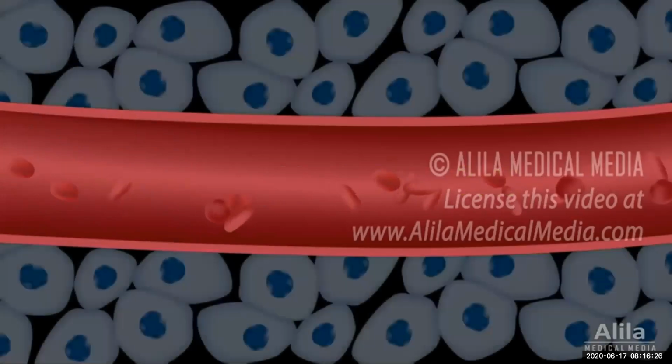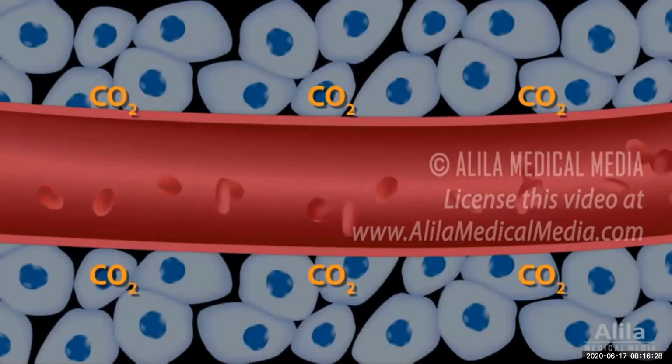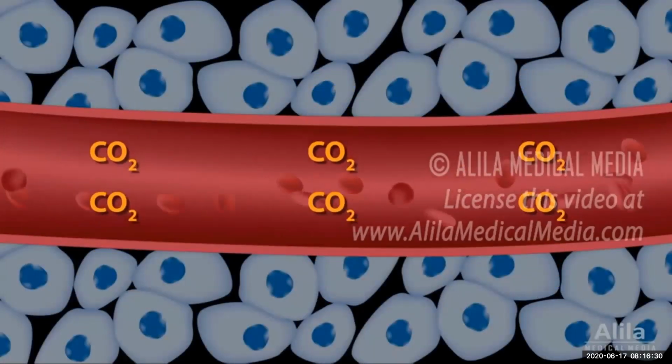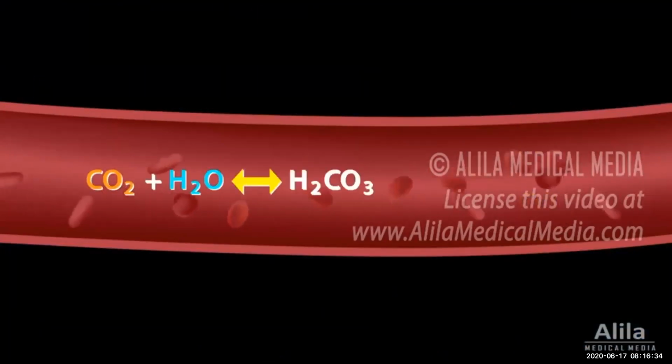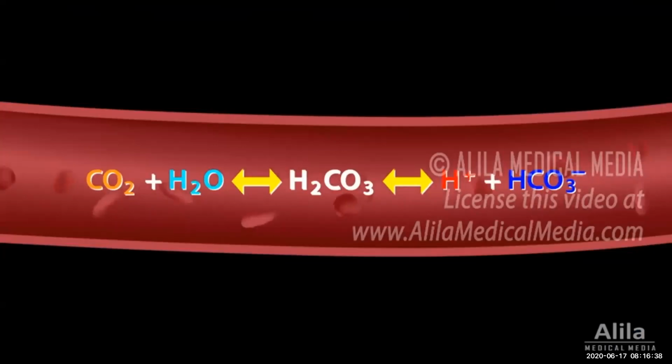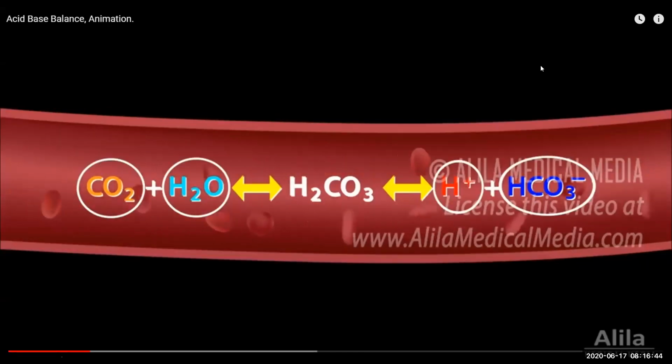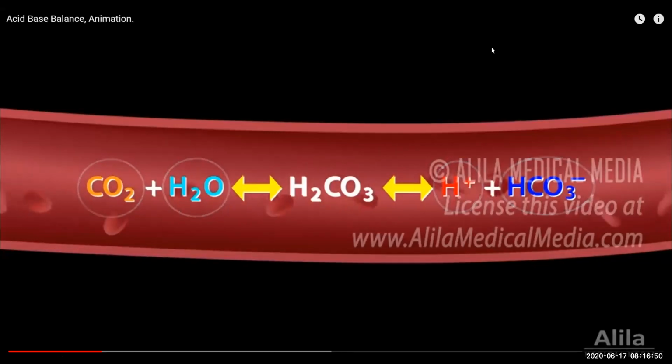Normal cellular metabolism constantly produces and excretes carbon dioxide into the blood. Carbon dioxide combines with water to make carbonic acid, which dissociates into hydrogen ions and bicarbonate. This is an equilibrium, meaning all of the components of the left and right sides coexist at all times, and the concentration of any component is determined by that of others at any given moment.